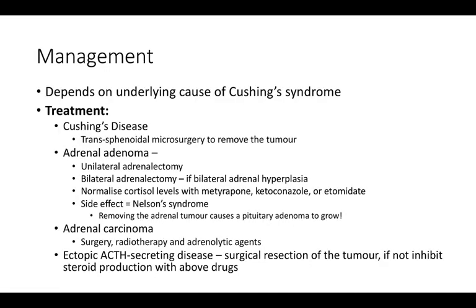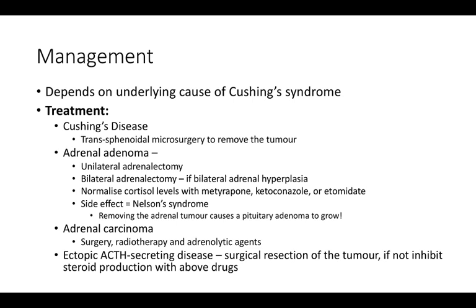Management of this depends on the underlying cause. Treatments include, for Cushing's disease, the main treatment is surgery to remove the tumour. If there's an adrenal adenoma, this depends on whether it's bilateral or unilateral. Unilateral adrenalectomy is generally performed if there's an adrenal adenoma. A bilateral adrenalectomy is performed for bilateral adrenal hyperplasia.